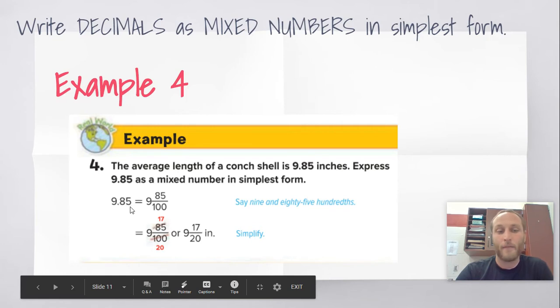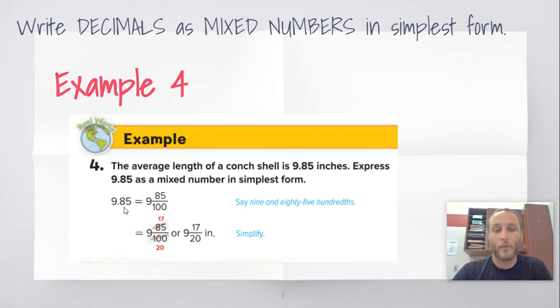So it says 0.85. We know we can read 0.85 as 85 hundredths. So we were saying really here 9 and 85 hundredths. So then all we have to do after we put that into fraction form is break this number down until we get to simplest form.